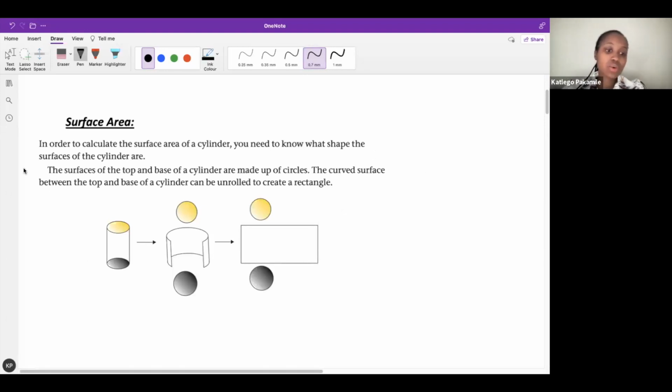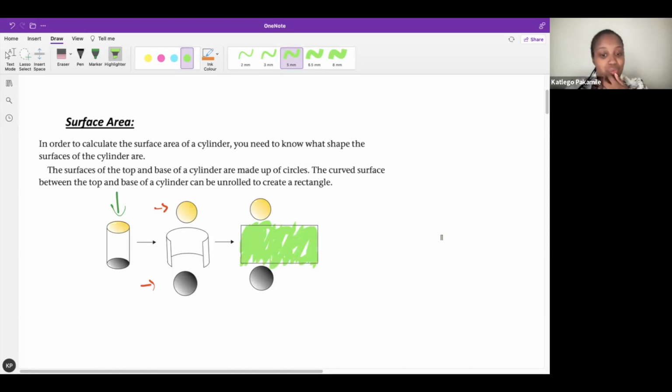So you agree that the top and the bottom of a cylinder are made up of circles, right? Here is our original cylinder, and here we are unfolding it. We take off the top and the bottom, which are circles. Now let's talk about the middle part of a cylinder. Once you unfold the middle part, what shape does it form? A rectangle.